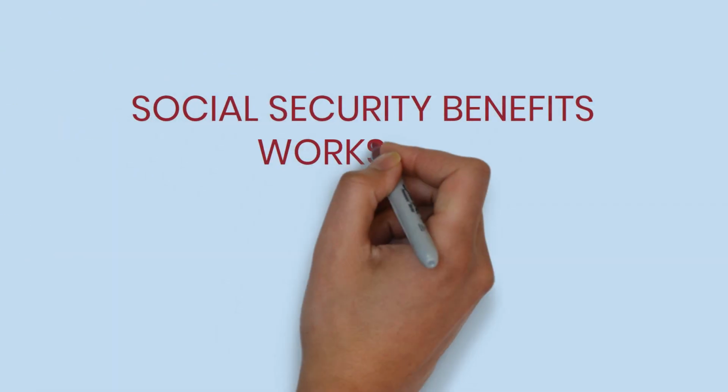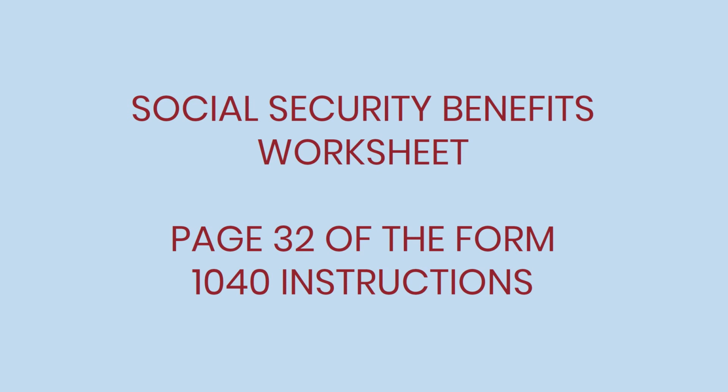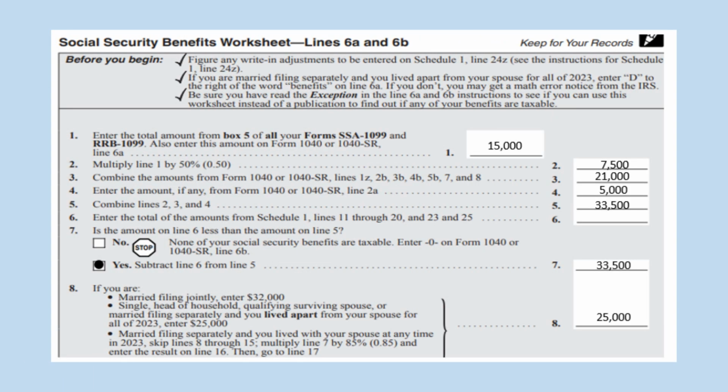To determine how much, we will complete the Social Security Benefits Worksheet on page 32 of the Form 1040 instructions. On line 1, we will enter the amount from box 5 of your Form SSA 1099, which is $15,000. We will multiply this by 50% for $7,500 on line 2. On line 3, we will combine your income, which is $21,000. On line 4, we will put the amount from line 2A of your Form 1040 SR, which is your tax-exempt interest, which is $5,000. We will combine lines 2, 3, and 4 on line 5 for $33,500.